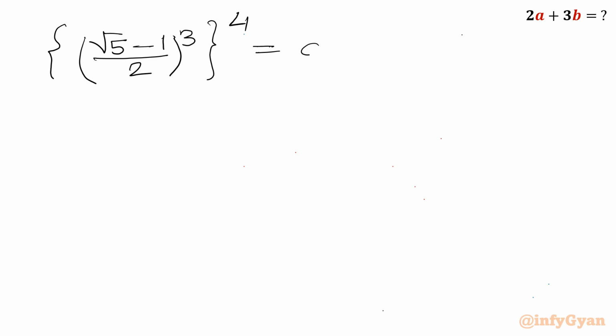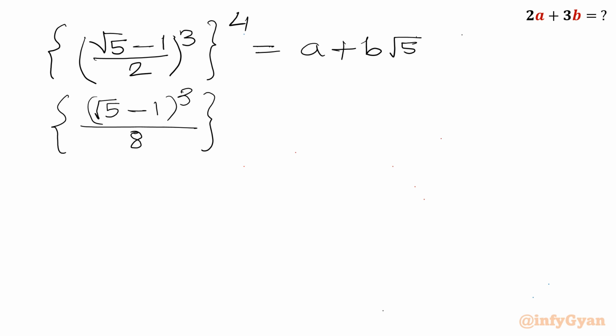Root 5 minus 1 over 2 whole cube and then whole power 4. Right hand side is a plus b root 5. Now I will write (root 5 minus 1) whole cube divided by 2 cube. So I can write 8 and then whole power is 4.